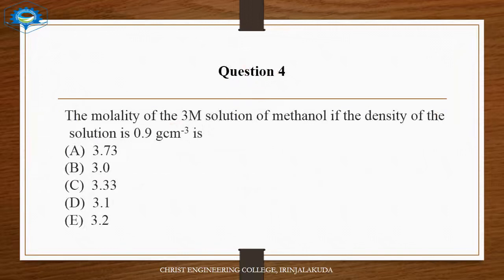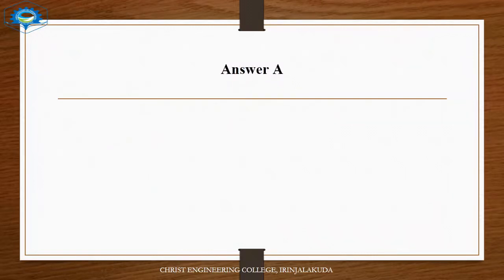Then we have question number 4. The molality of the 3 molar solution of methanol, if the density of the solution is 0.9 gram per centimeter cube, is equal to: option A, 3.73, option B, 3.0, option C, 3.33, option D, 3.1, option E, 3.2. Here the answer is A.